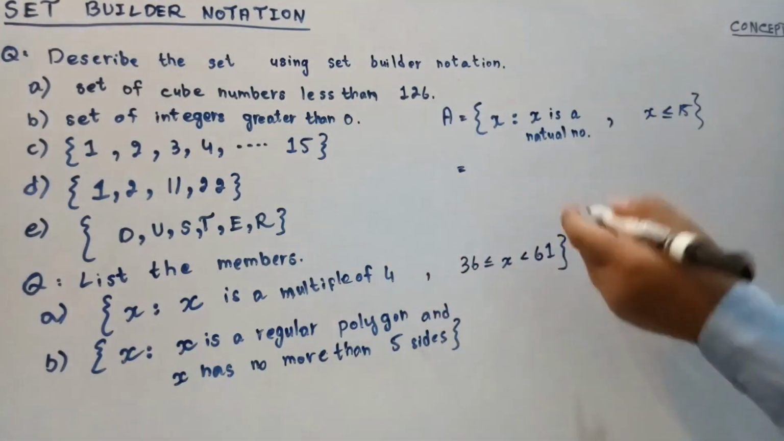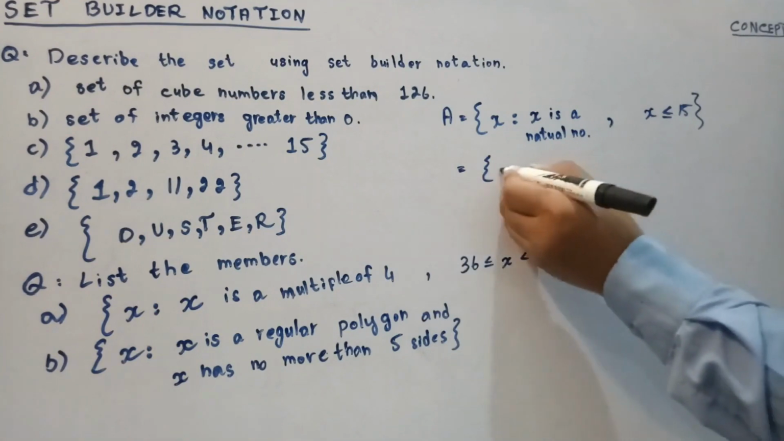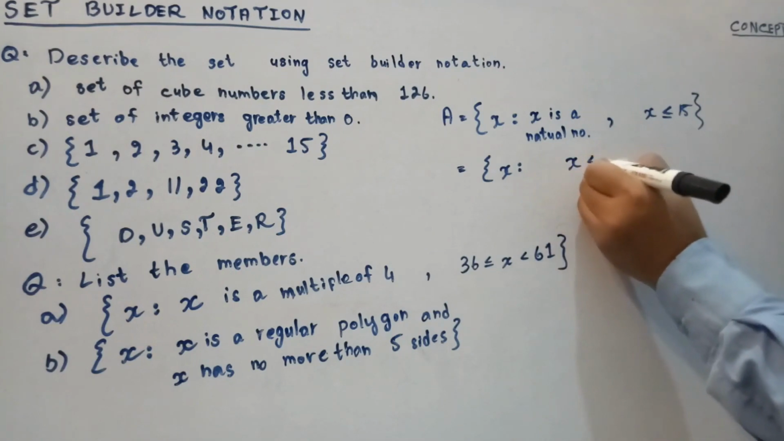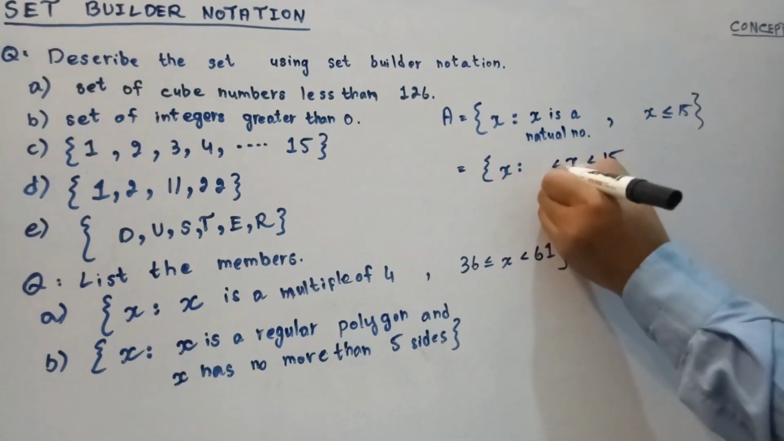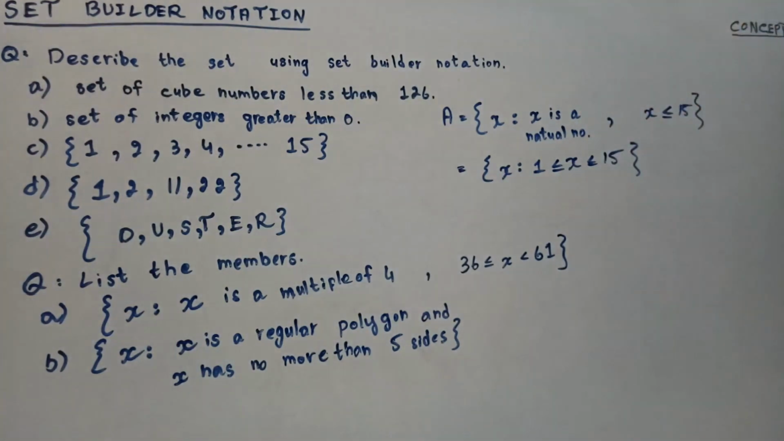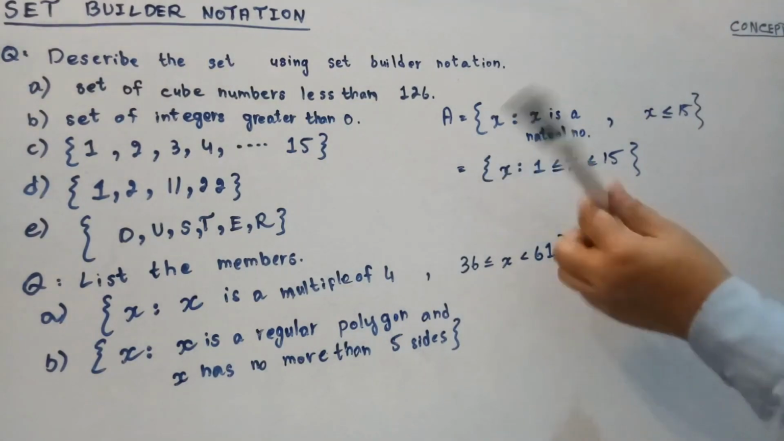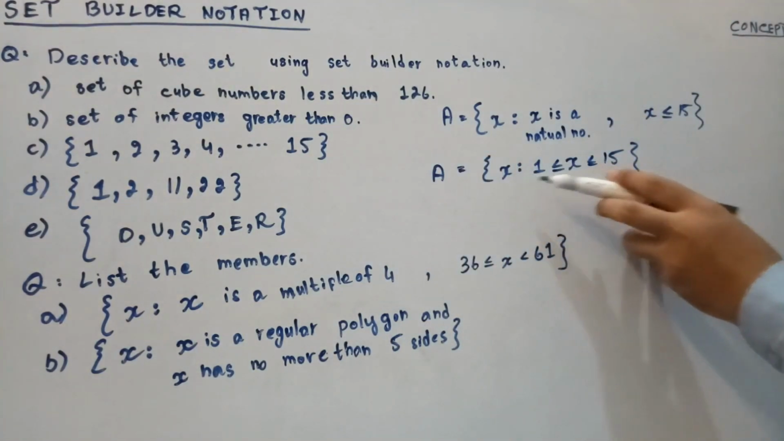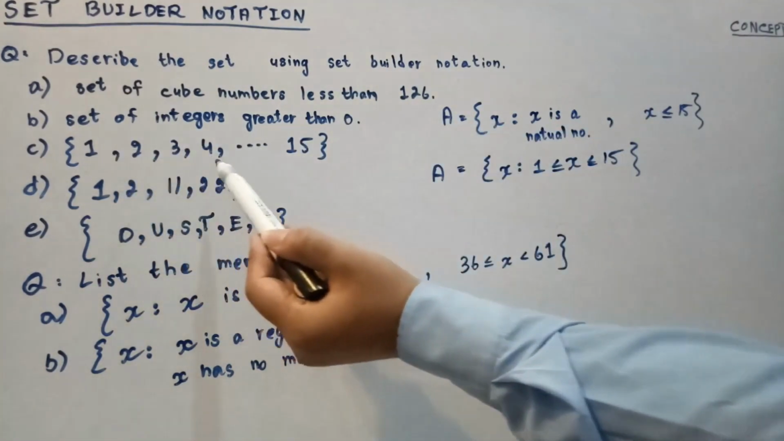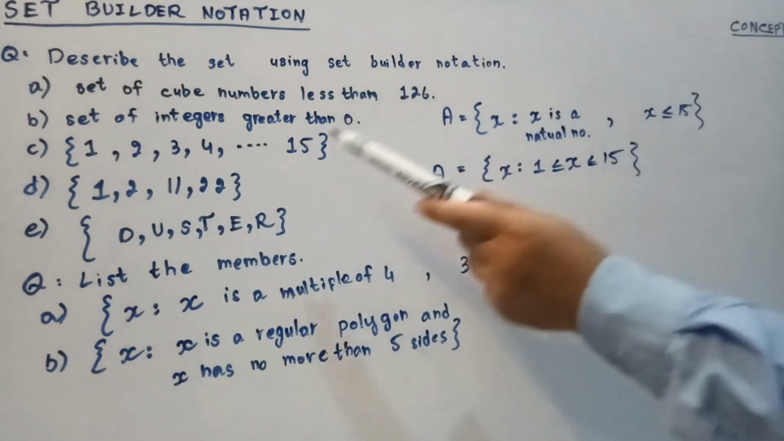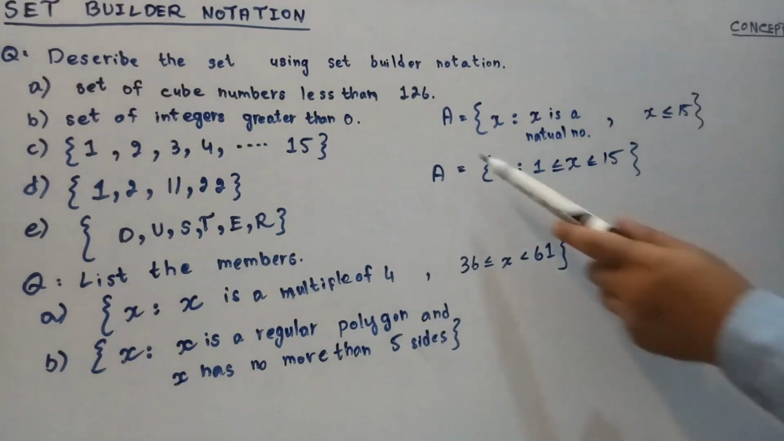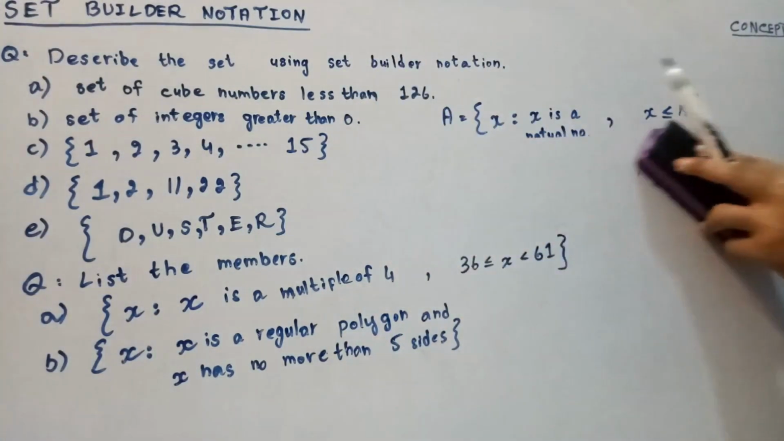In this question we can also say that we have a set A, and in this the elements are X such that X is less than or equal to 15 and greater than or equal to 1. We don't have to write that X is a natural number. We can just write that we have a set A, and the elements are X such that X is greater than or equal to 1 and less than or equal to 15. Clear? So we can also write this one as set builder notation. Got it?